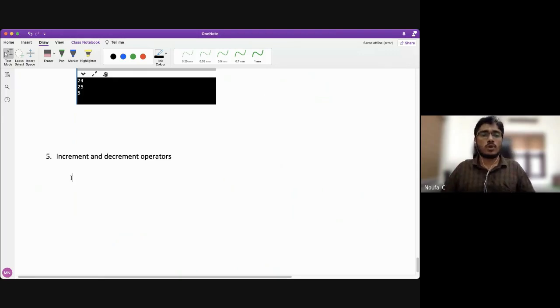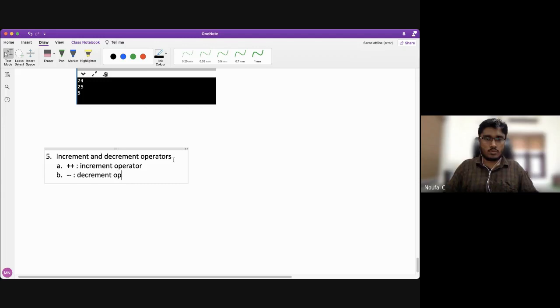So what are the increment operator and the decrement operator? I will first write them, then I will explain the idea behind them. The increment operator is the plus plus operator. Let me write it over here. The first one is the plus plus operator, which is the increment operator. Then we have another one, the minus minus, which is called the decrement operator.